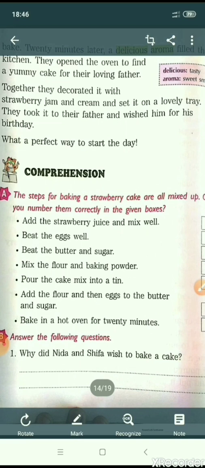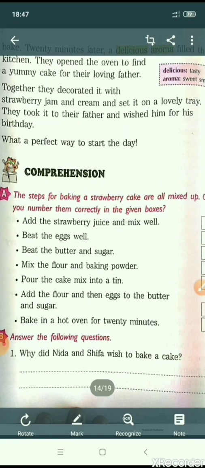Now, children, we have just read the steps to bake a cake. Here the steps for baking a strawberry cake are all jumbled up, mixed up. We have to number them correctly. So, first, let's read all the steps, all the sentences given below.